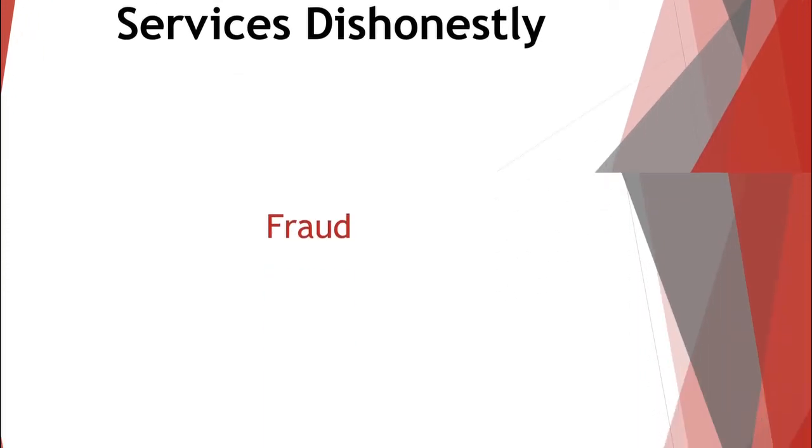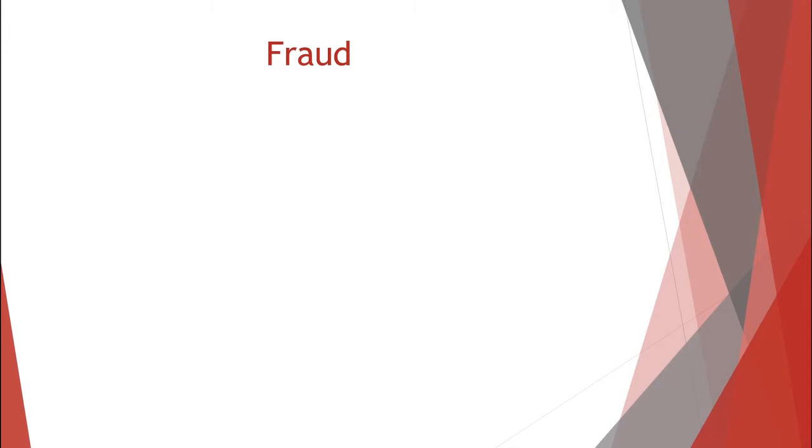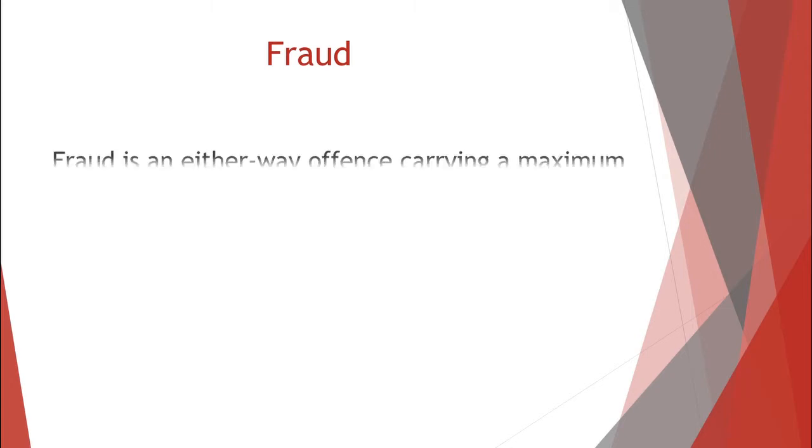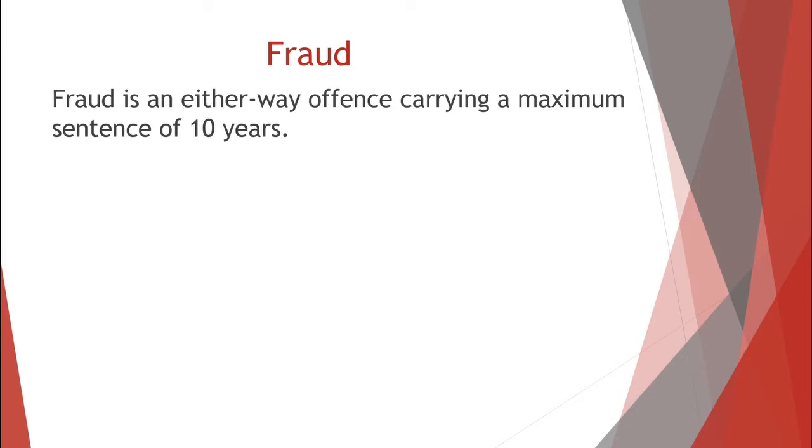The Fraud Act 2006 replaced the old deception offences, which were complex and becoming obsolete in the technological age, and replaced them with one offence of fraud, which can be committed in 3 ways. Fraud is an either-way offence carrying a maximum sentence of 10 years.